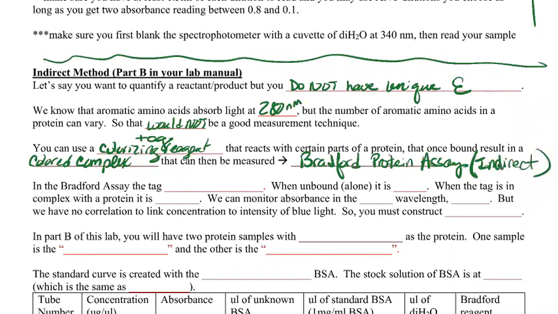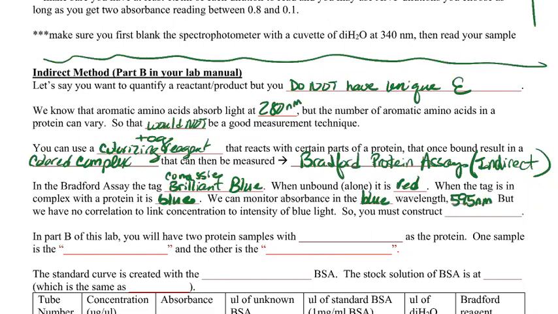Okay, so in the Bradford assay, the tag that, once it's bound, is going to change color is called Coomassie Brilliant Blue. When it's alone and unbound, not in the presence of any protein, it is red. But when the tag is in a complex with a protein, then it's blue. So we can monitor absorbance in the blue spectrum at a blue wavelength, and that is about 595 nanometers, okay?